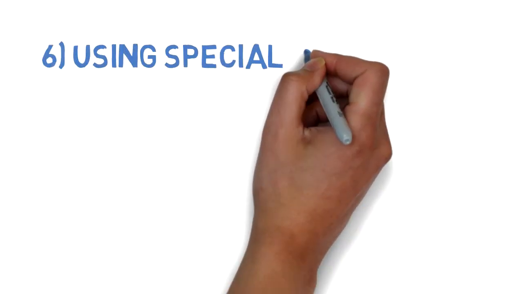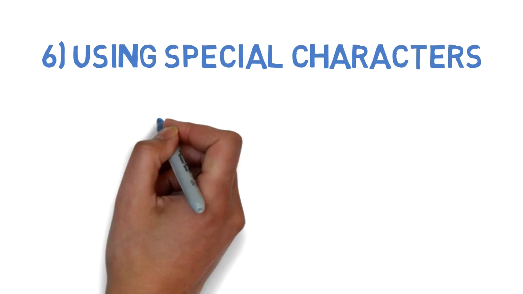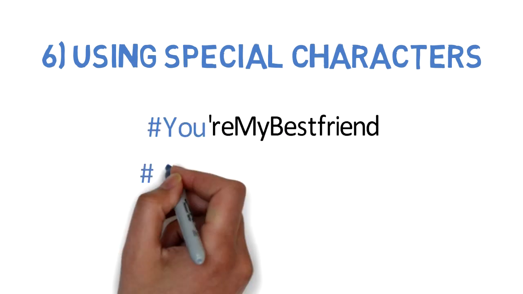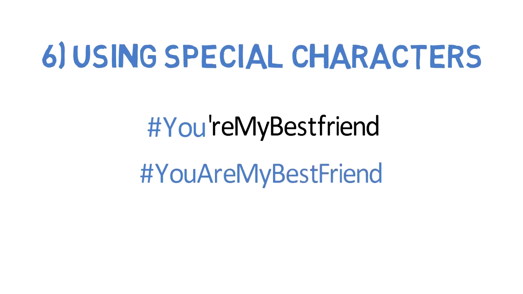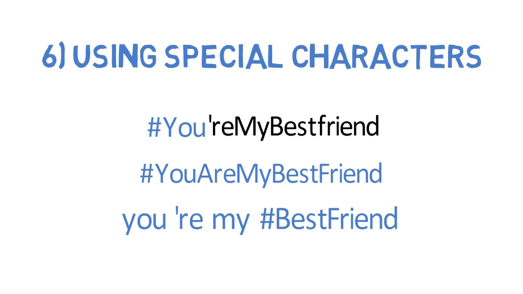Using special characters in your hashtag. This is the common mistake that I've seen people do while using hashtags. Just take this example. The apostrophe in the hashtag word breaks the hashtag. So only the U is considered for the hashtag and I'm my best friend will just be a normal word. So it's better to write it in the second or the third type.